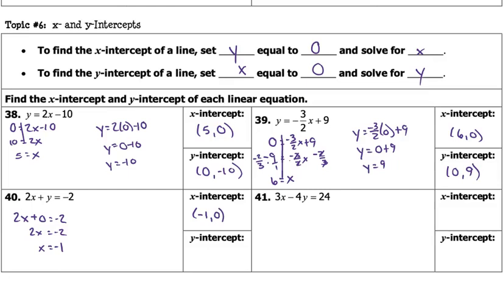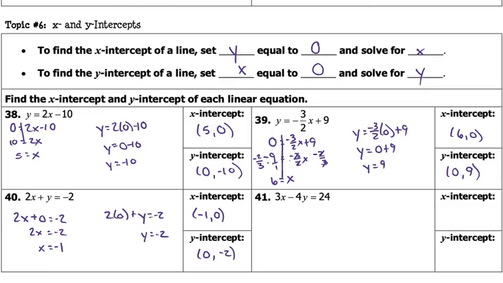Flip that the other way. When I put 0 in for x, I get 2 times 0 plus y equals negative 2. That was tricky to say. Well, 2 times 0 is 0, so that would just mean that y equals negative 2. So 0 goes in for x, out comes negative 2 for y.